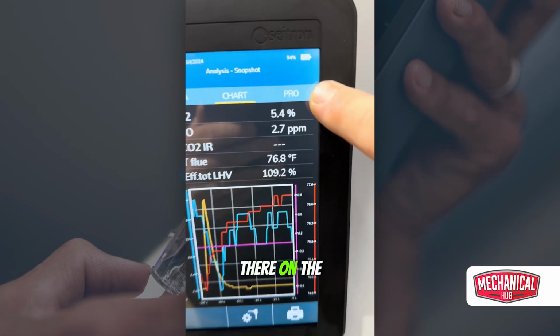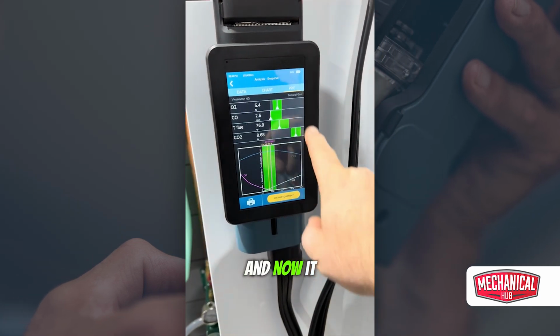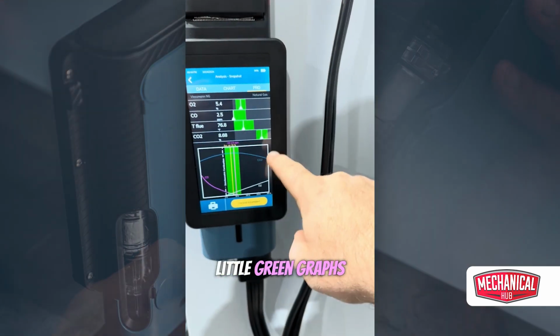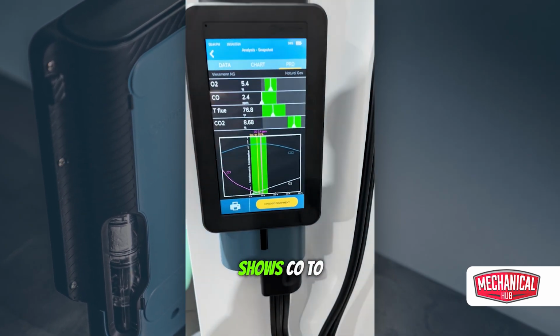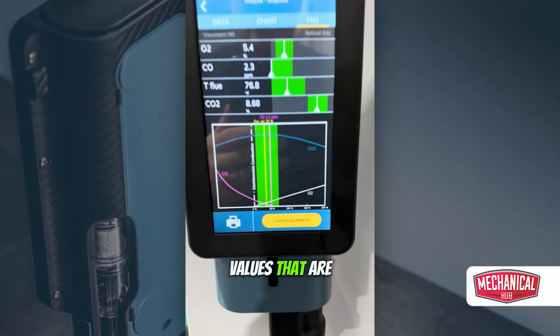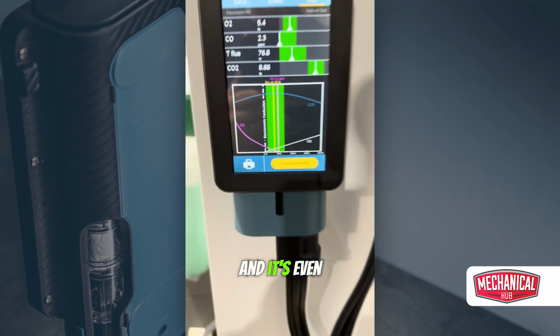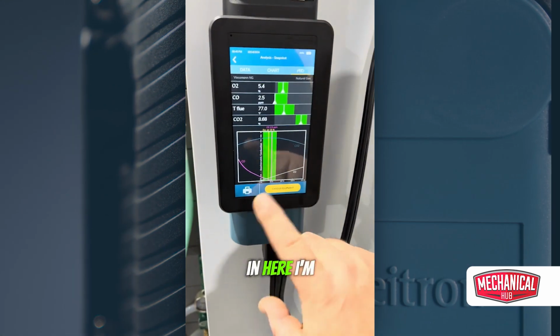See that right there on the touch screen? I'm going to push it, and now it gives me these little green graphs, these little white pointers on it. It gives me this cool graph that shows CO2, oxygen, CO. It shows me some values that are being measured, and it's even graphing it all out. This is helpful, and here I'm going to show you why.